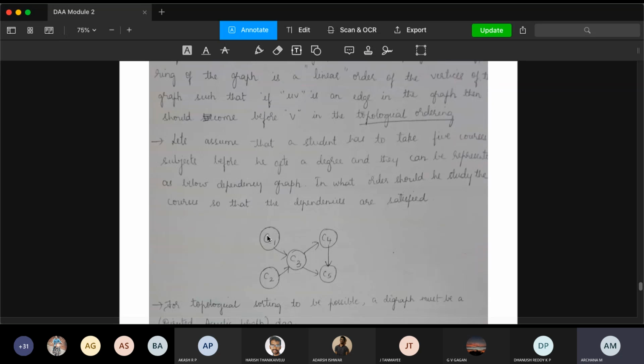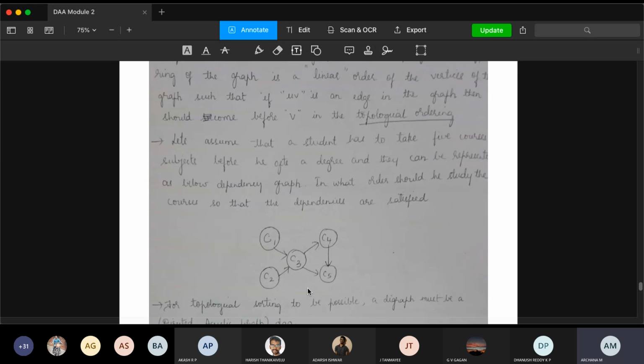Whatever I do, even if I look here, there is no incoming from C1 or no incoming to C2. Even I can go from C2 also, right? C2, C3, C4, C5 I can come. C1, C3, C4, C5 I can come. Or else I can even come from C1, C2, C3, C4, C5. Like this also I can come.